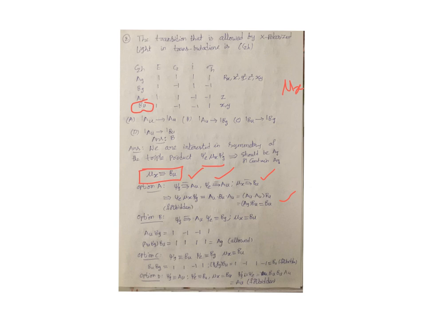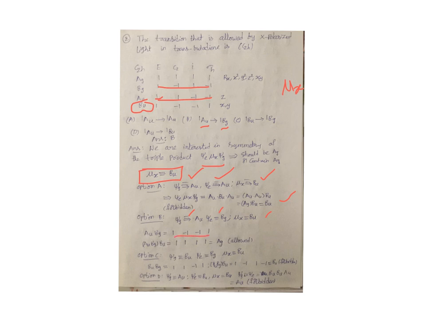Second option I'll consider. In the second option, the ground state is Au, the excited state is Bg, and the dipole moment, of course, is Bu. So I multiply these three. Au into Bg, if you just multiply the characters from this table, Au into Bg gives 1 into 1, 1, minus 1 into 1, minus 1, 1 into minus 1, minus 1, minus 1 into minus 1, 1.